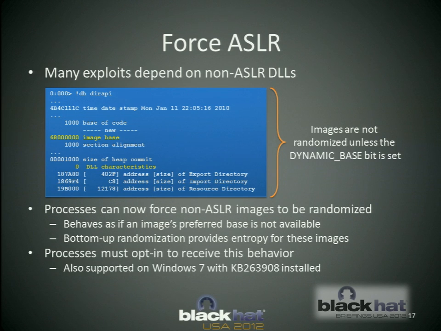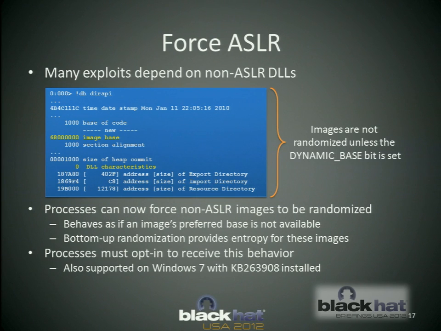With that said, in Windows 8, we've actually added support for allowing processes to set a flag that says any image that's loaded that's non-ASLR should be randomized. And the way that this works is it behaves differently from the actual ASLR implementation when you have that bit set. It behaves similar to there being an address collision. So it's kind of as if the preferred base address didn't exist for the image. And this causes the image to get a new base address other than what its preferred base address would be. And I'll talk about where the entropy comes from for this in a second, something called bottom-up randomization.